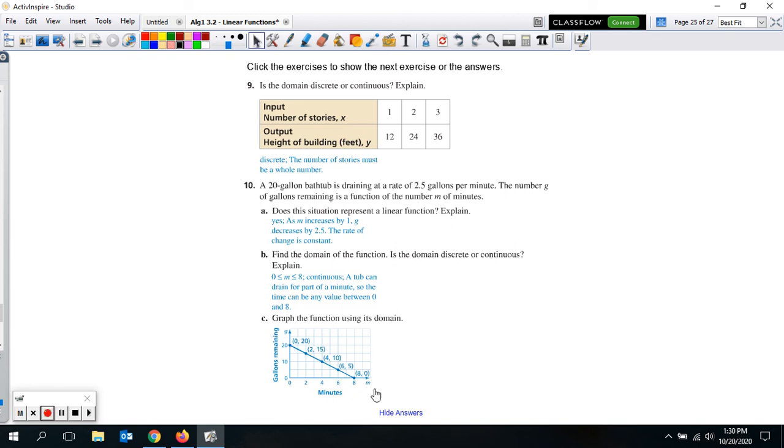And this is the graph here where you got the minutes on the x-axis and the gallons remaining on the y-axis. It's going downhill because it's decreasing. The amount of water in the tub is decreasing, and notice it's all connected there from the 0, 2, 4, 6, 8. They just plotted those ones. You could have plotted all of them if you wanted to, but they just plotted those to show the continuous function.